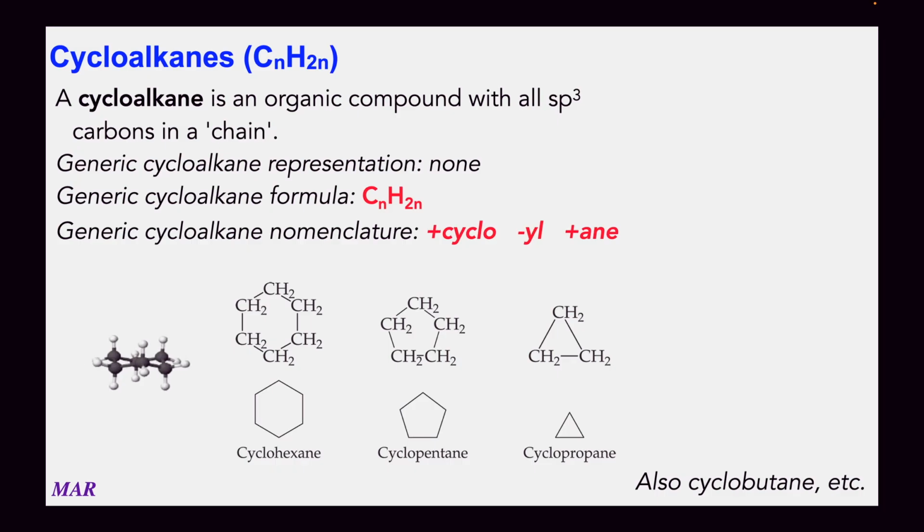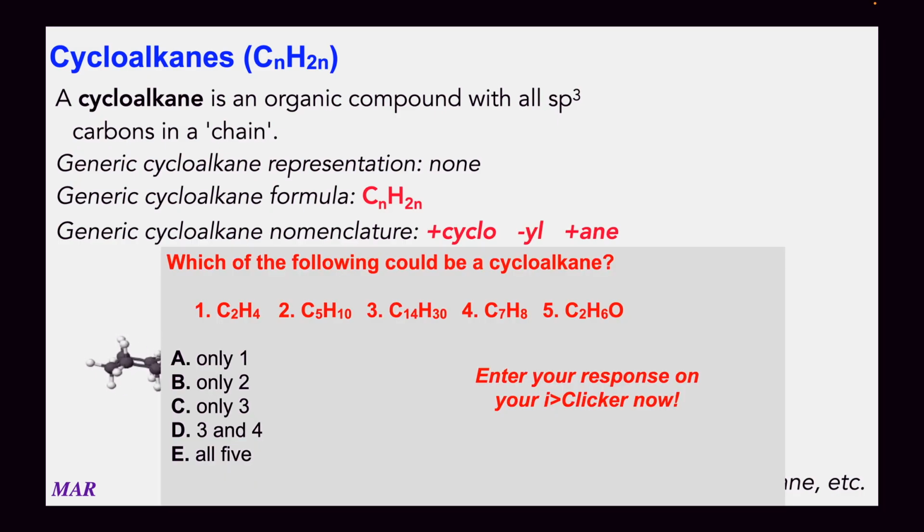Notice how the formula changed. It's now CnH2n. Alkanes were CnH2n+2. So alkanes and cycloalkanes are not isomers of each other because they have different formulas. And you can recognize from the formula itself right away if it could be a cycloalkane or it could be an alkane. Here's a question where we have those same formulas, and it says which one could be a cycloalkane.